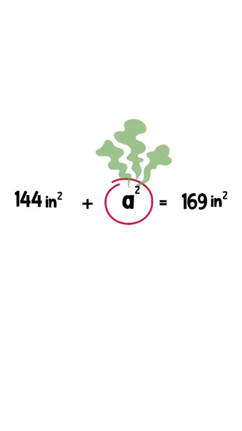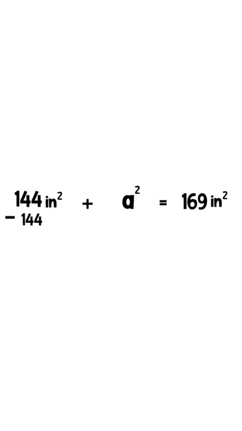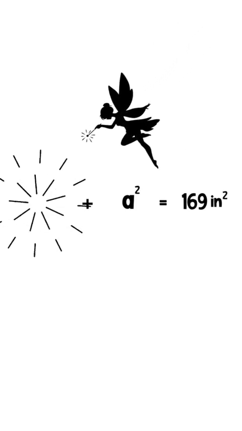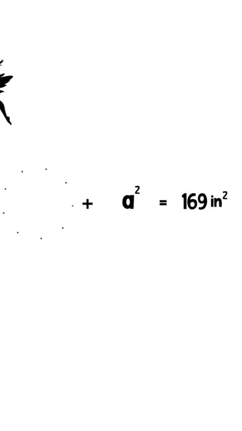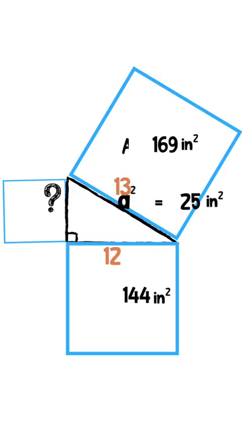Well, that 144 inches squared needs to go. Right. So we have to subtract it on this side of the equals, which means what we do to one side, we do to the other. So we subtract 144 inches squared from 169 inches squared. And what do we get? 25 inches squared. So that means that A is 25 inches squared.